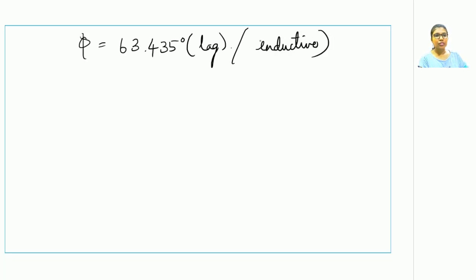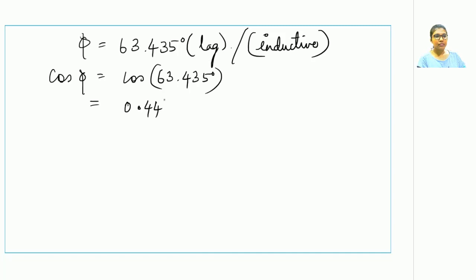There are two terms that you can use. You can either use the term lag or you can use the term inductive. Likewise, if the angle is of leading type, then use the term lead or capacitive. So cos phi will be cos of 63.435 degrees. That will come out to be 0.447 lagging.